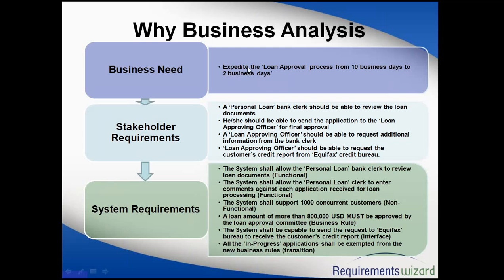So here is a good example I'll put here. As I said, the business need is to expedite the loan approval process from 10 business days to 2 business days. So the management decides, okay, we want to meet the competition. That's at a very high level. So based on this need, you start talking to the stakeholders. You may be talking to the loan clerk, and he or she may say, I should be able to review the loan documents. So you will basically document them using simple English statements.